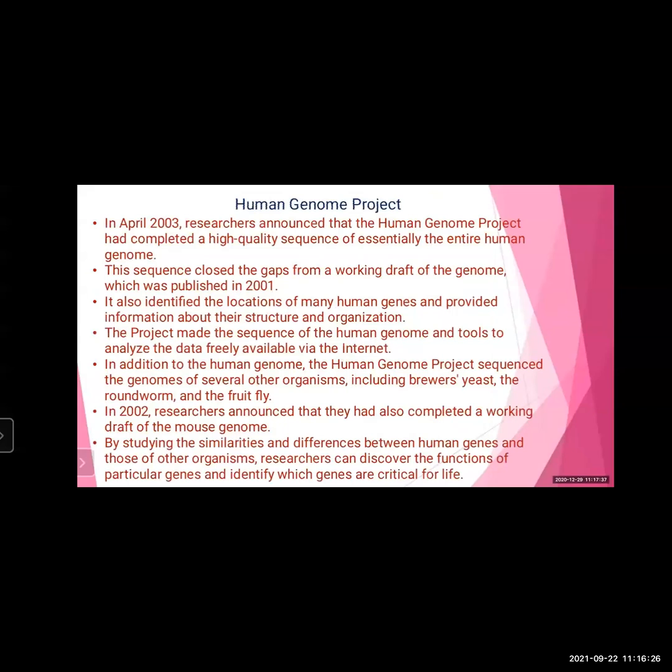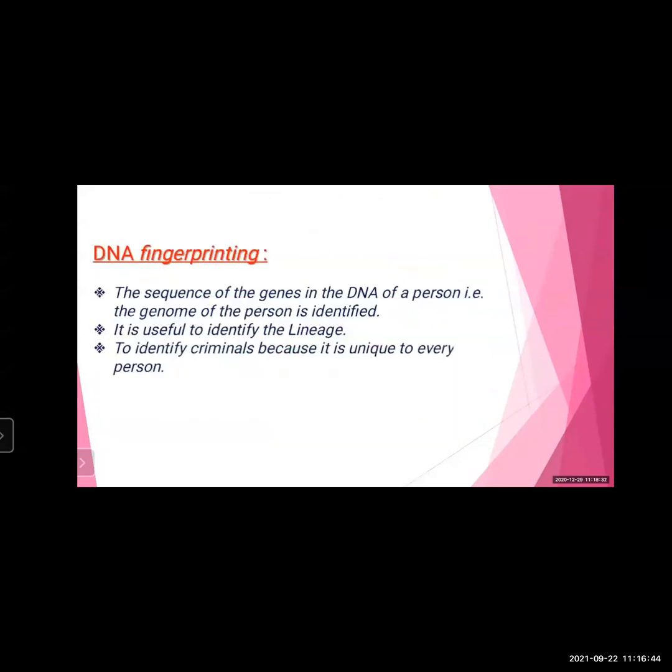So we have also seen the Human Genome Project. The scientists have identified that 20,000 to 30,000 genes are present on the human genome. And also we have studied about DNA fingerprinting, how it is used to identify the lineage, and also to identify the criminals, as the DNA of each and every person is unique.